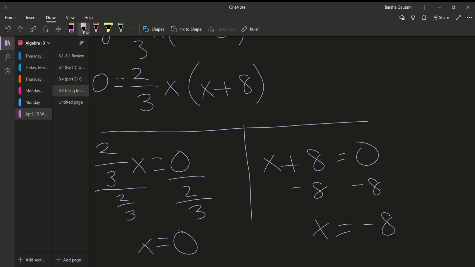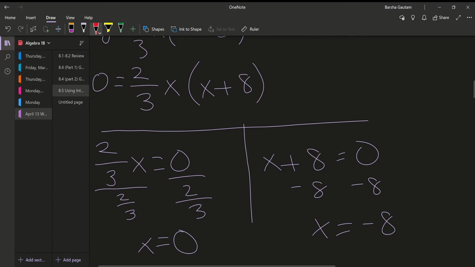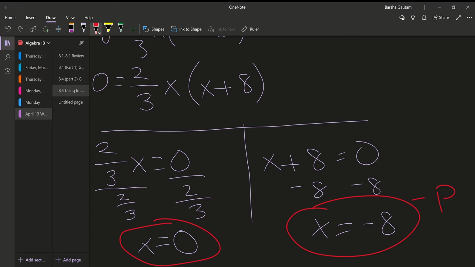So remember, the one that's smaller is p, and the greater one is q. Which one's smaller in this case? In this case, this one's smaller. So this is going to be our p, and this one's going to be our q.